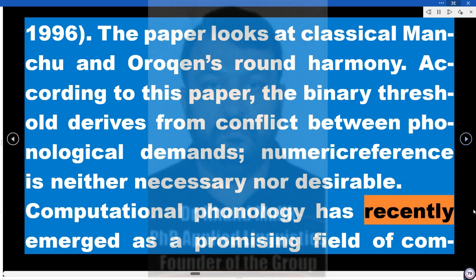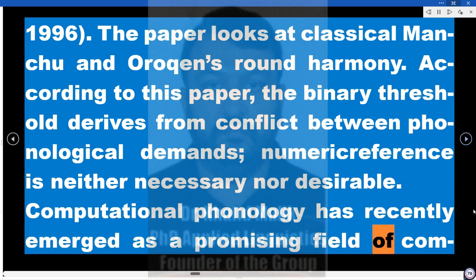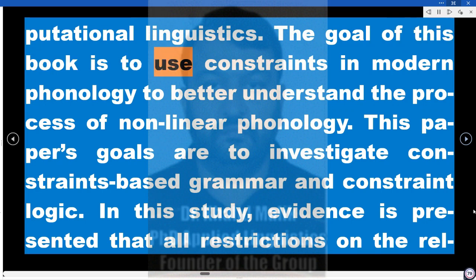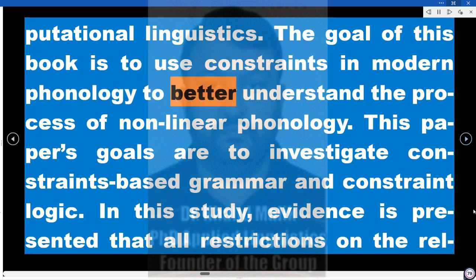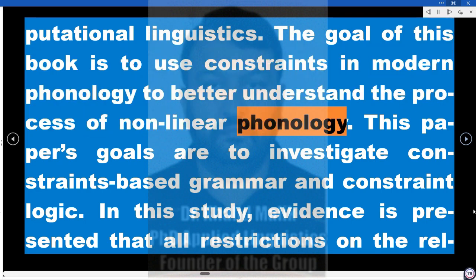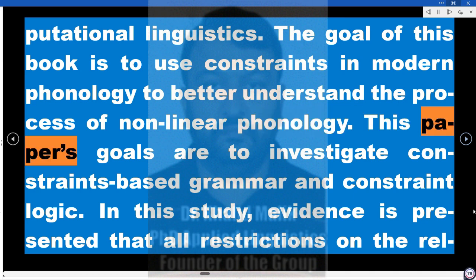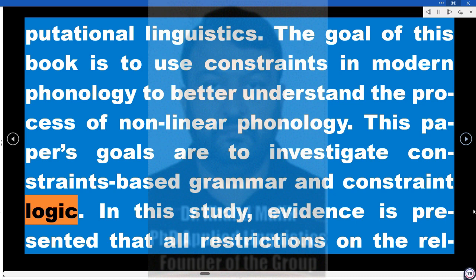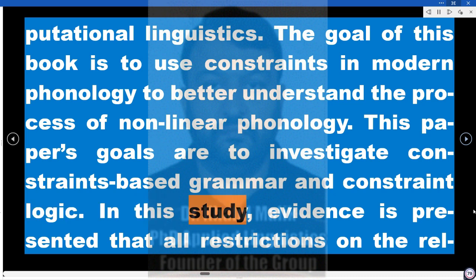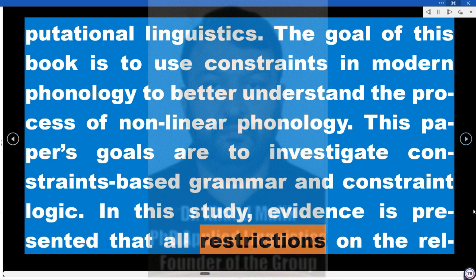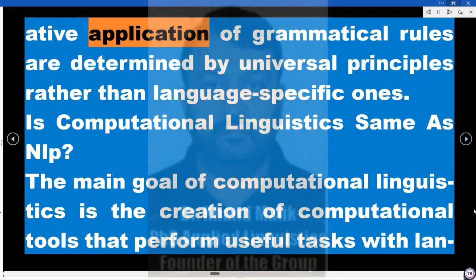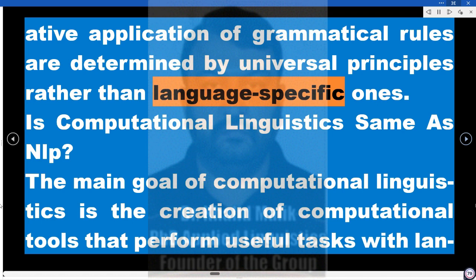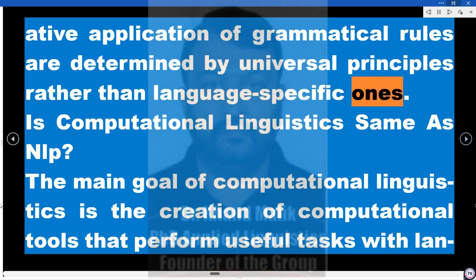Computational phonology has recently emerged as a promising field of computational linguistics. The goal of this book is to use constraints in modern phonology to better understand the process of nonlinear phonology. This paper's goals are to investigate constraints-based grammar and constraint logic. In this study, evidence is presented that all restrictions on the relative application of grammatical rules are determined by universal principles rather than language-specific ones.